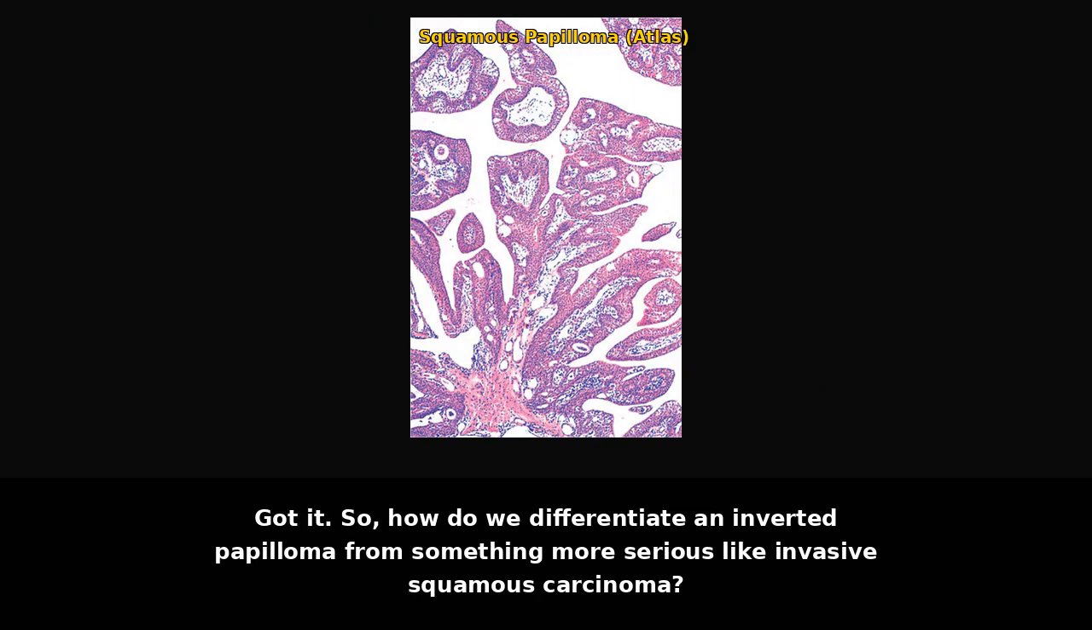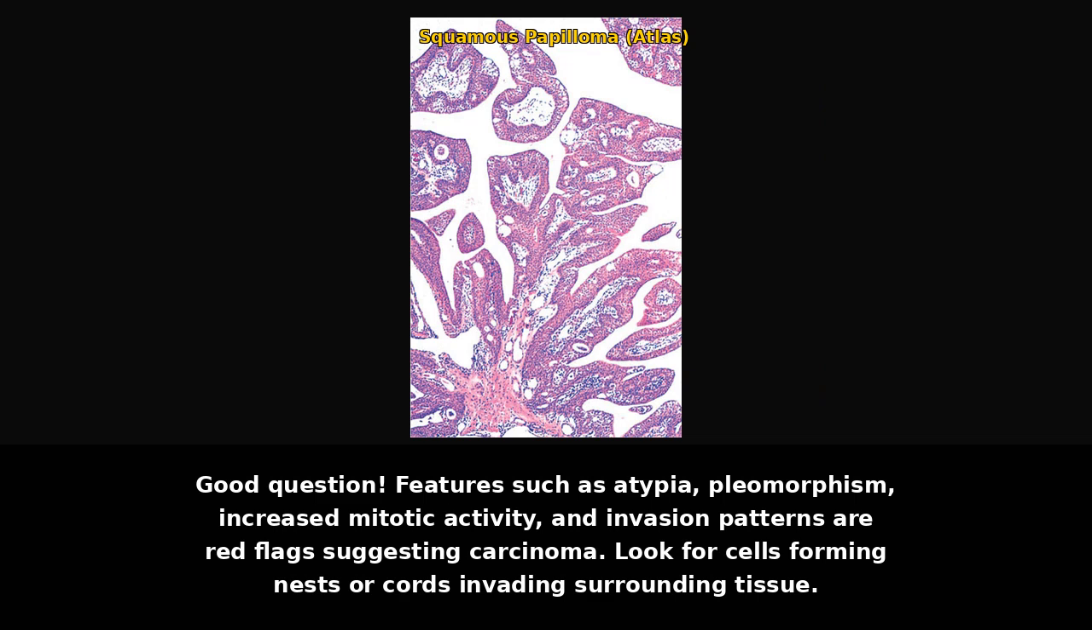So, how do we differentiate an inverted papilloma from something more serious, like invasive squamous carcinoma? Good question. Features such as atypia, pleomorphism, increased mitotic activity, and invasion patterns are red flags suggesting carcinoma. Look for cells forming nests or cords, invading surrounding tissue.